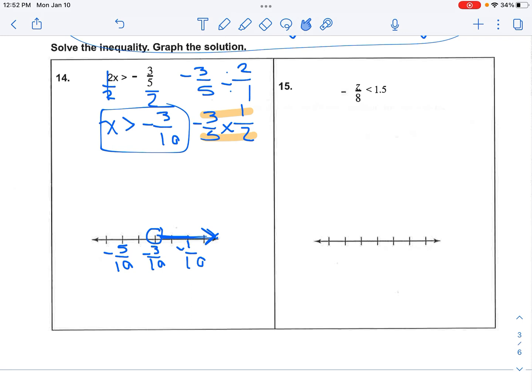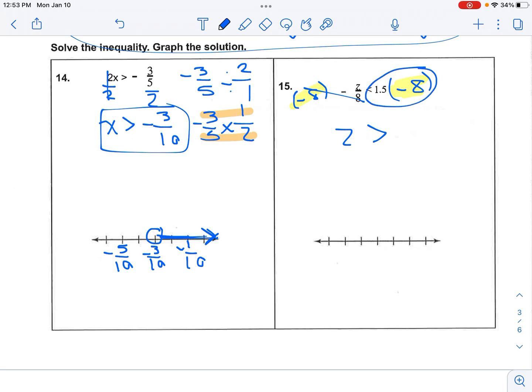So negative z divided by 8 is less than 1 5/10. All right, so I'm going to multiply both sides by negative 8, on the left and on the right, so those are going to cancel. Remember, if you have to multiply or divide by a negative to solve your inequality, you have to flip your sign. So my less than sign is going to flip to greater than.